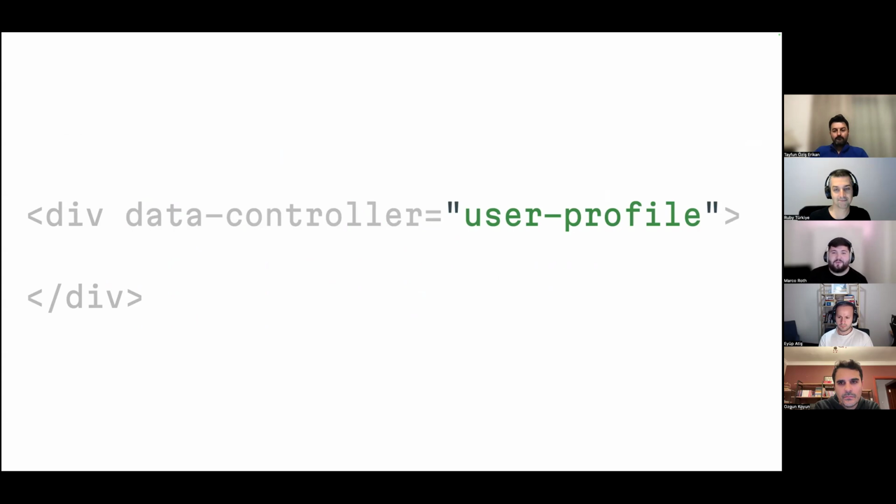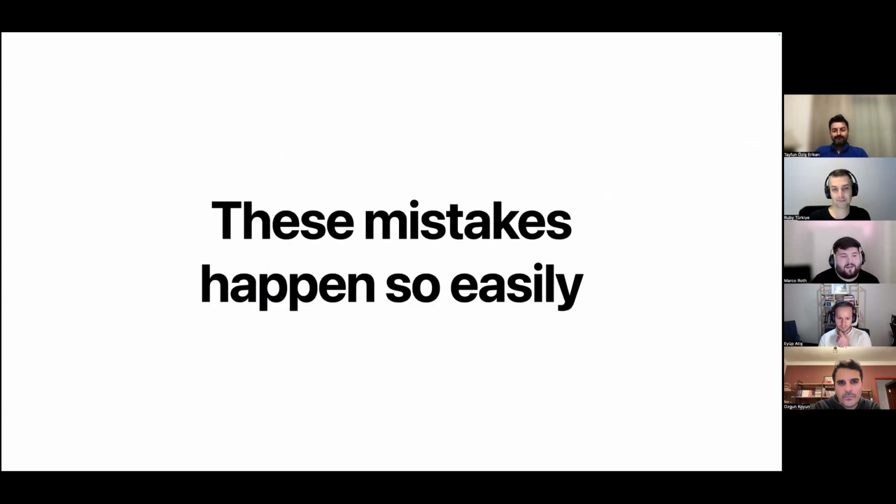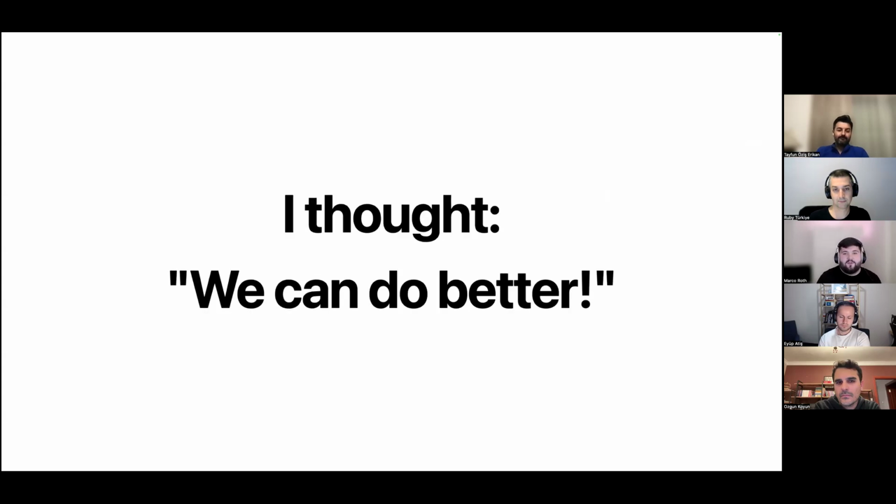And that's the common problem that we saw with people using Stimulus: it's so easy to make these typos, and you don't really get any feedback from the framework at all of what's actually wrong. It just doesn't work. It doesn't give you any output, nothing. So I thought we can do better. We want to support people to write better Stimulus controllers or code.